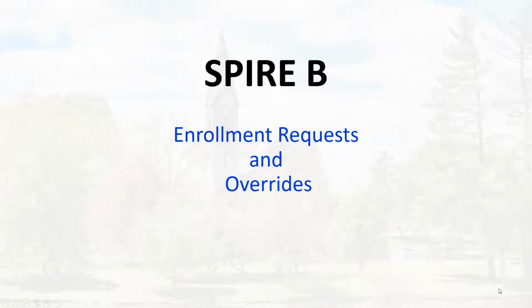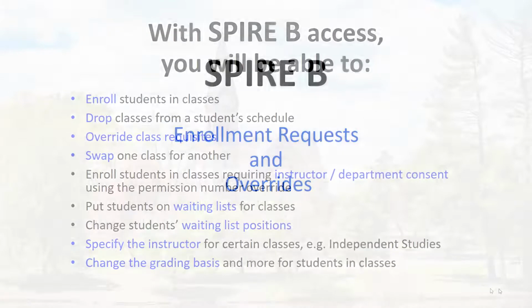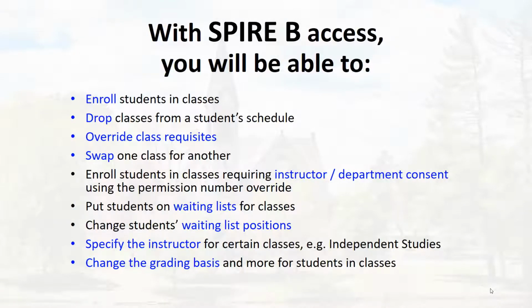SPIRE B, Enrollment Requests and Overrides. With SPIRE B access, you will be able to enroll students in classes, drop classes from a student's schedule, override class requisites, swap one class for another in a student's schedule, enroll students in classes requiring instructor and/or departmental consent using the permission number override.